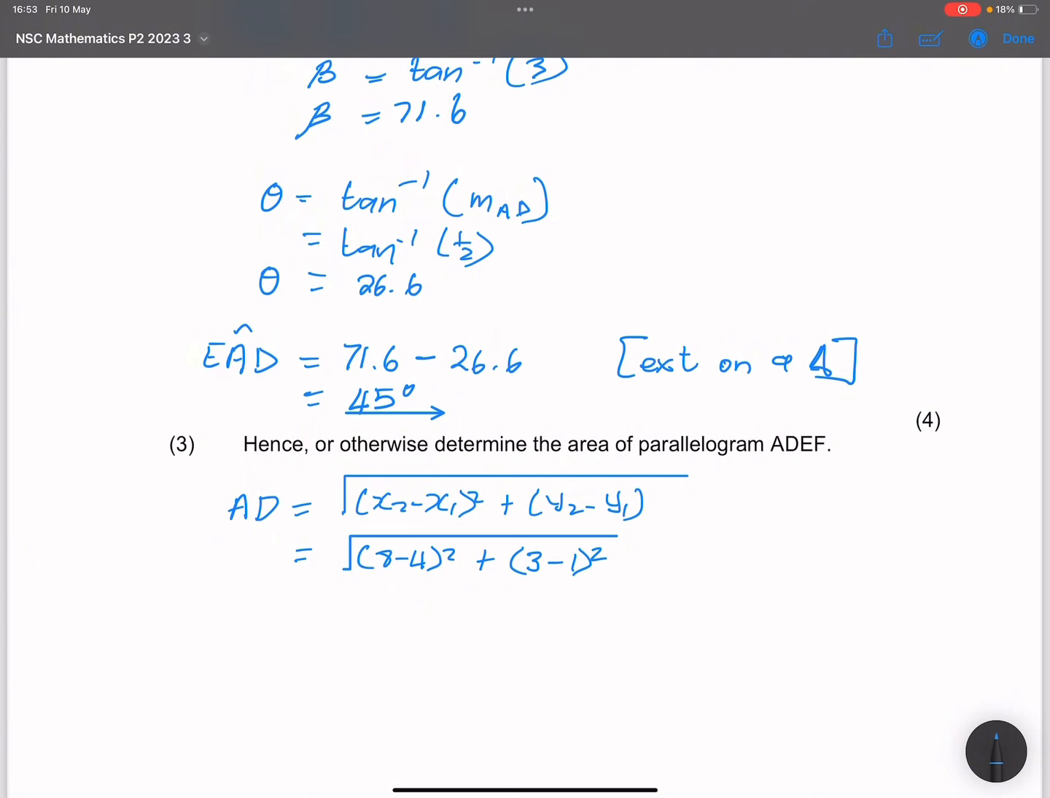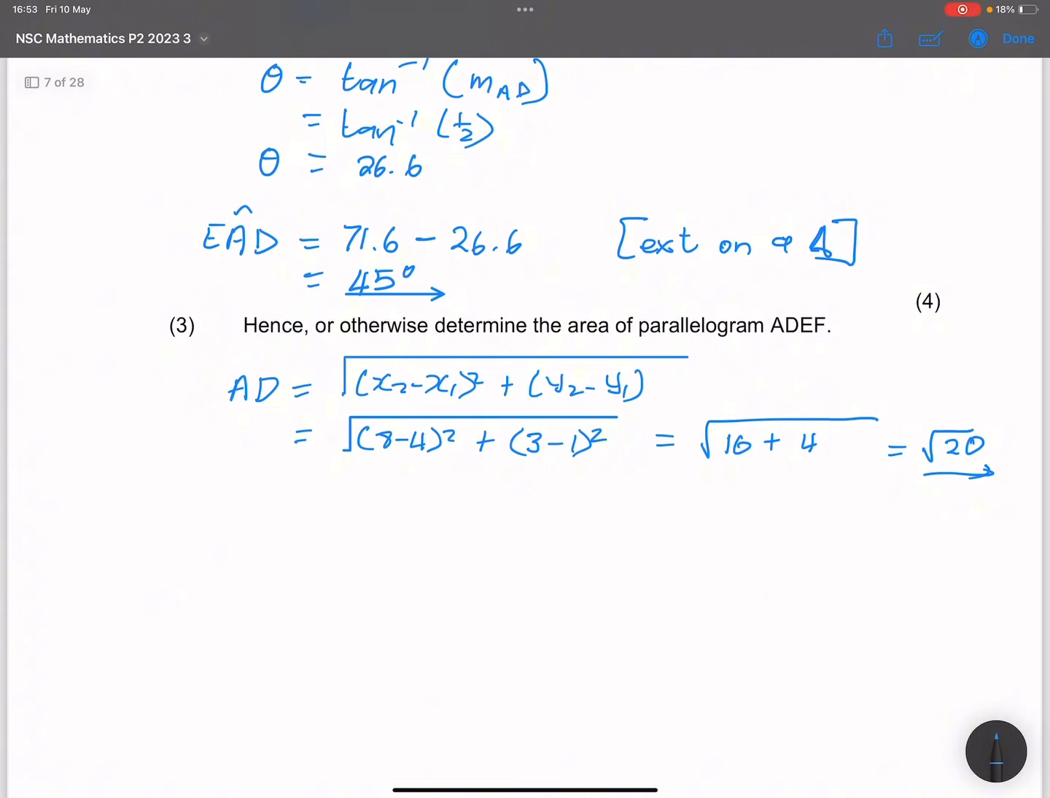Okay, so 8 minus 4, that's 4. 4 squared, in this case is 16. 16 plus 3 minus 1 would give us 2, right? So this would be the square root of 16 plus 2 squared is 4, right? So that would be the square root of 20, right? So the line AD is root 20 units, right?